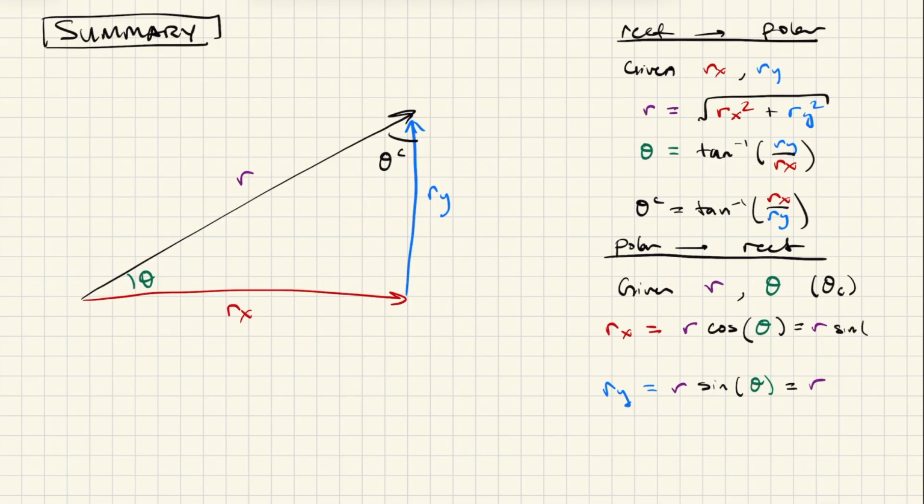Oops, this should be in black. And now we have our x is r times sine of theta complement, and our y is going to be r times cosine of theta complement. And we see here these cosines and sines switch around. If you don't believe me, it's a really good exercise to just work these out from scratch, but this is a useful little cheat sheet for when you need to do this really quickly for a bunch of homework problems or something like that.